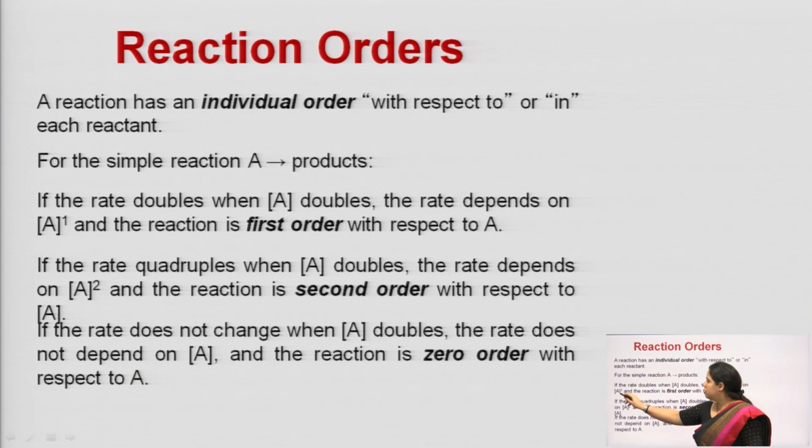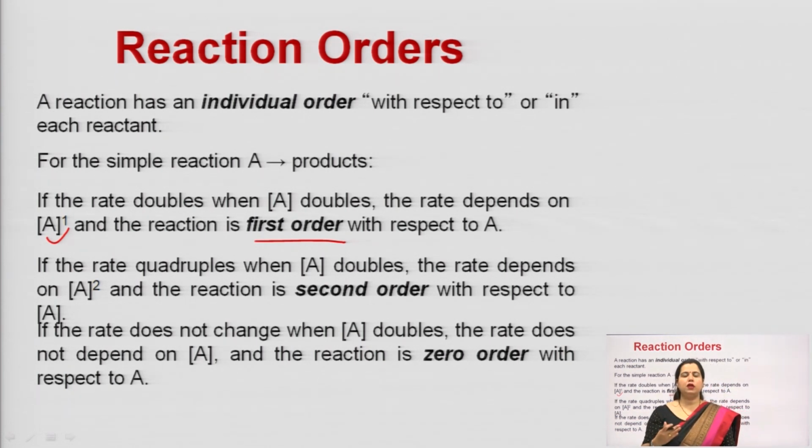So, first order with respect to A, and if the rate quadruples, that is four times, the reaction is second order. So, four times increasing the rate will be a second order reaction. If the rate does not change when A doubles, that means the reaction is zero order with respect to A.